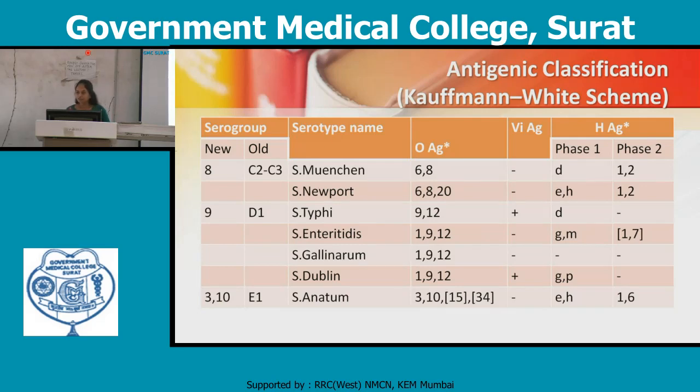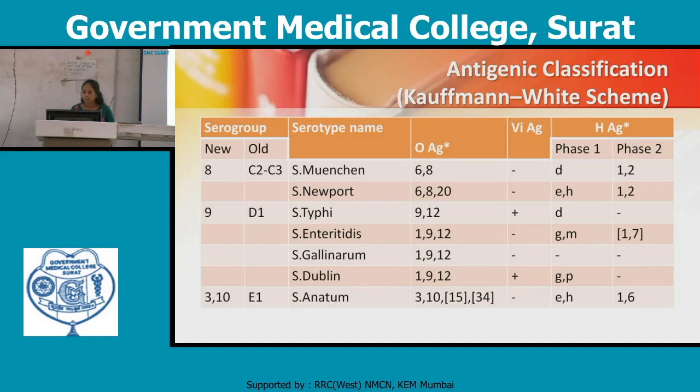S. enteritidis: O antigen is 1, 9 and 12. Vi antigen absent. Phase 1 H antigen is g,m and phase 2 H antigen is 1 and 7. In S. gallinarum, O antigen is as present in S. enteritidis: 1, 9 and 12. Vi antigen is absent and H antigen is absent in phase 1 and 2.